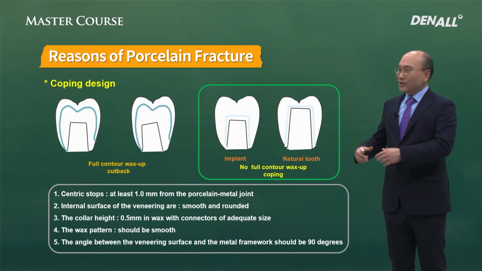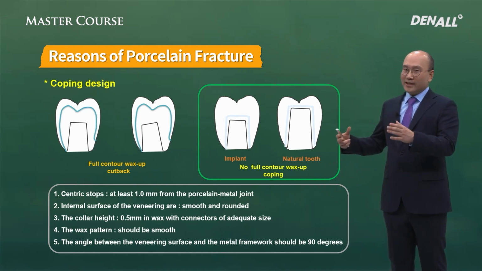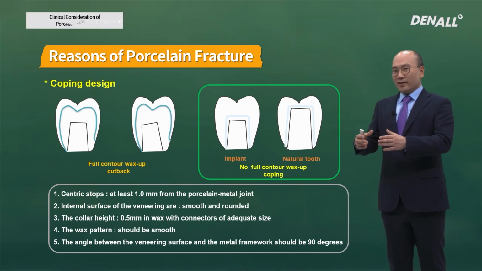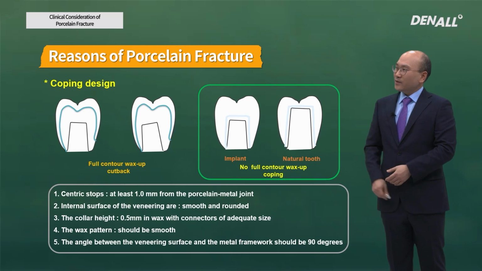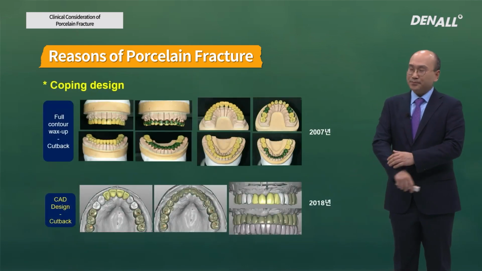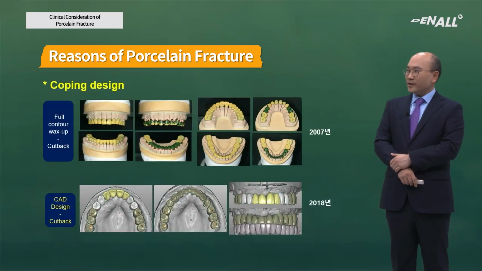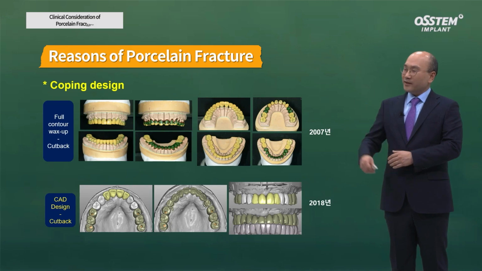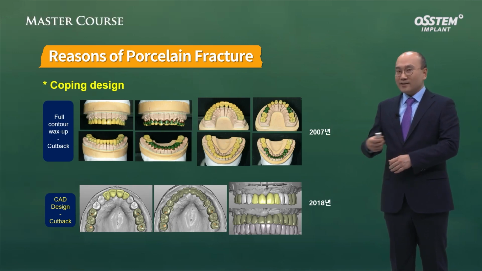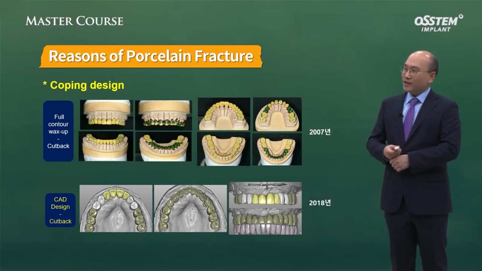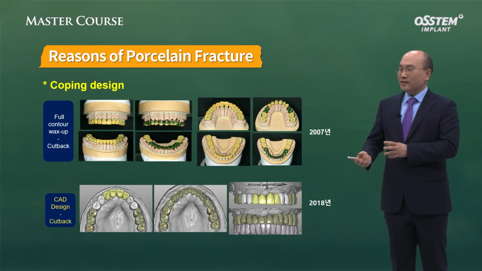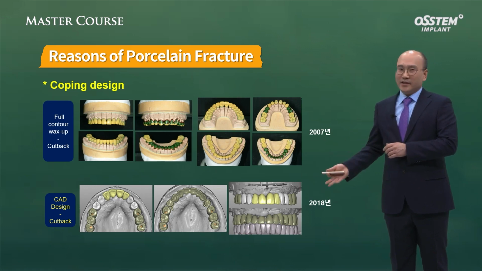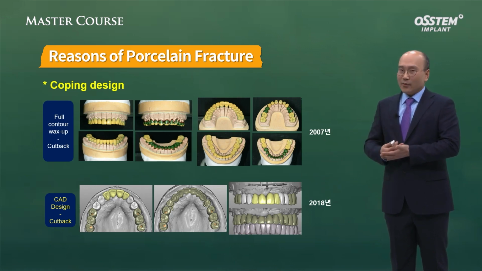It's more tricky with an implant. For natural teeth, the area is wider, but for implants, when we mostly use ready-made abutments, the abutment is small, so it's not easy to create the metal structure or do the porcelain buildup on top of it. In the 2007 case, at that time, the process I used was wax. I did a full contour wax-up, and then a certain thickness was measured to create an index, and then everything was cut back, checked, and produced. So the process was rather complicated.